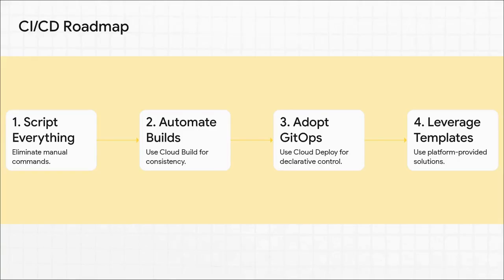Okay, here it is, your 4-phase plan. Step 1, script everything. Just get rid of all those manual commands and clicks. Step 2, automate those scripts. Use a tool like Cloud Build to make sure they run the same way every time. Step 3, adopt GitOps. Start using a declarative tool like Cloud Deploy for safe, auditable control over your environments. And finally, Step 4, leverage templates. Let someone else manage the pipeline so your team can focus on what matters. Each step builds on the last, cutting risk and boosting speed.